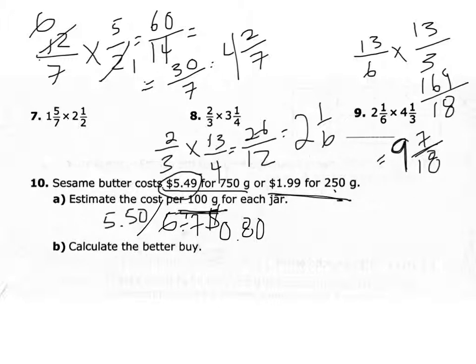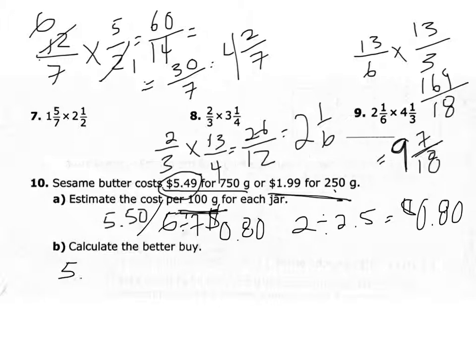Now here it's $2. You're going to divide by about 2.5. And again, that's about 80 cents. So it's going to be close. Definitely going to be close. So let's just calculate the better buy. When you're calculating, sorry, when you're calculating for unit rate, you need to divide.